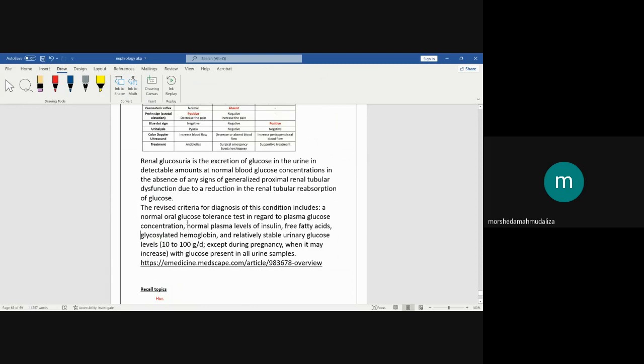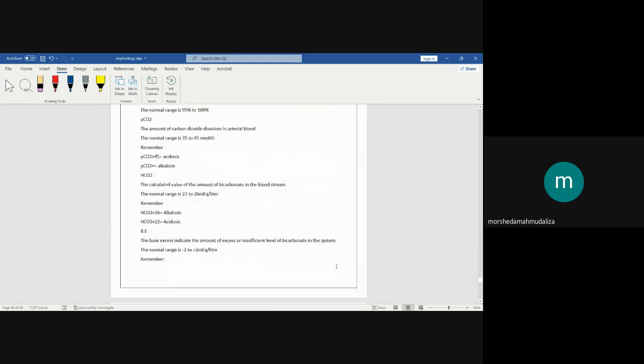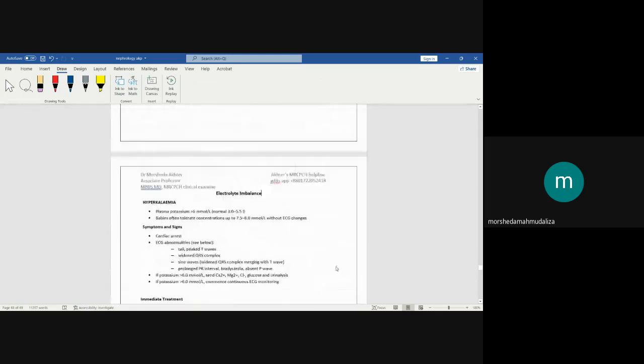First you have to give OGTT, the oral glucose tolerance test, to see how it works. Then you will check plasma level of insulin and other causes of glycosuria. If everything becomes normal, it means it is renal glycosuria. Maybe their reabsorption capacity is not appropriate. So you can go through the website to revise these things. One question like this comes several times in the exam.